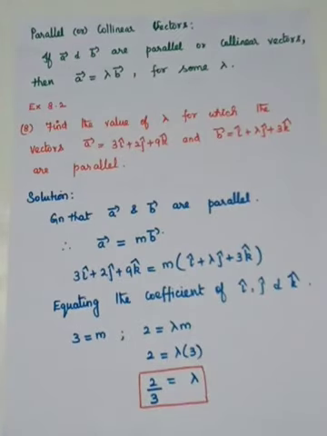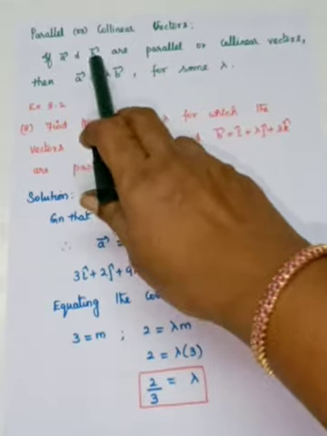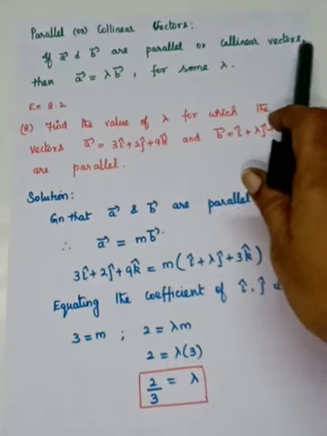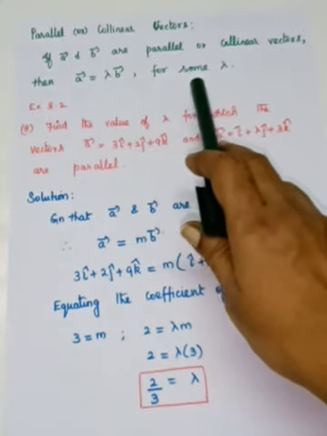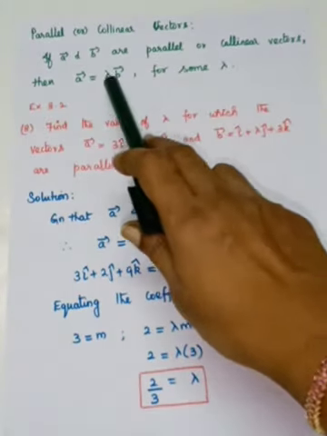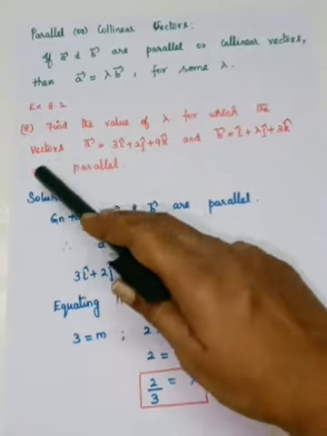Okay, so next we are moving to parallel or collinear vectors. Already we have learned that any two vectors are parallel or collinear if we can write one vector as a scalar multiple of the other vector. See, if you want to say A vector and B vector are parallel or collinear vectors, we can write A vector is equal to lambda into B vector for some lambda. Lambda is a scalar.